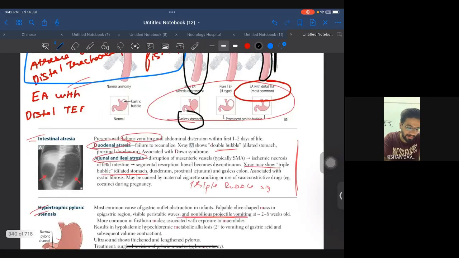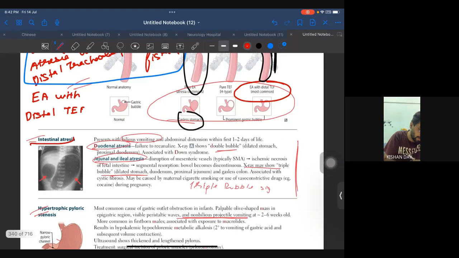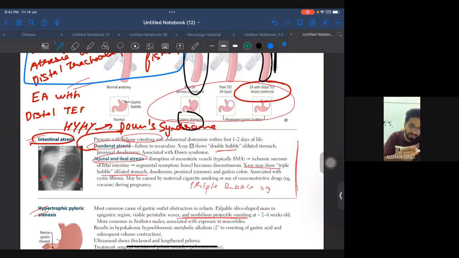Moving on to intestinal atresia. Intestinal atresia becomes one of the very high yield topics. The first reason why it becomes very high yield is that it is associated with Down syndrome. Duodenal atresia is associated with Down syndrome. So this becomes very important. Let's see what is present over here. Presentation with bilious vomiting, which means there will be bile components in the vomit, along with abdominal distension within the first 1 to 2 days of life. This is very important. So along with bilious vomiting, this 1 to 2 days of life is very important. These two things are very important.